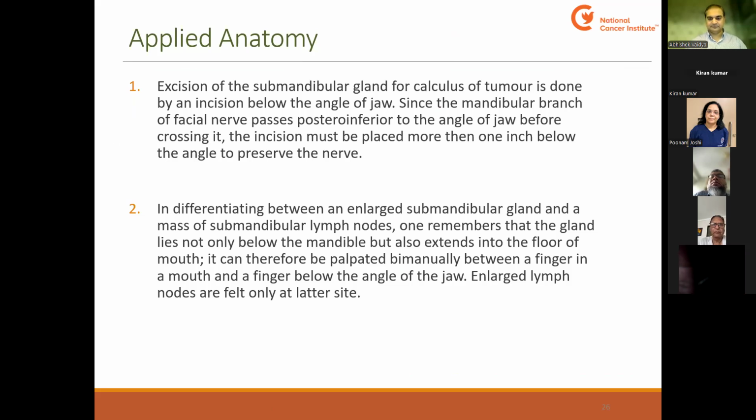So two people have replied to your question. Correct. The duct of the sublingual gland, that is the duct of Rivinus. Correct.